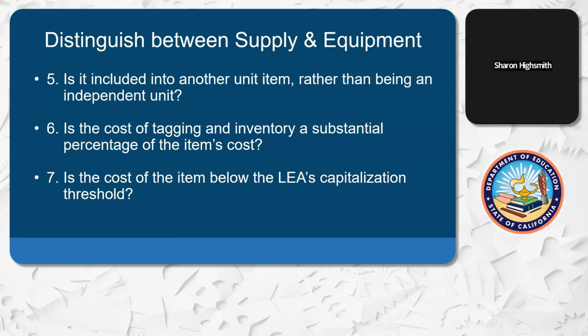Is it included in another unit rather than being an independent unit? Is the cost of tagging and inventorying a substantial percentage of the item's price? If that's the case, it might be considered a supply. Is the cost of the item below the LEA's capitalization threshold? If it is, not necessarily, it might not be a supply. It could still be equipment, so keep that in mind. But these questions might help you identify which items need to be inventoried. Next.